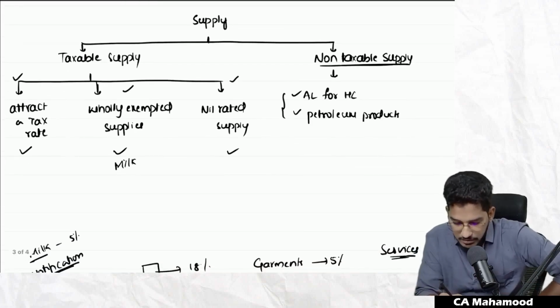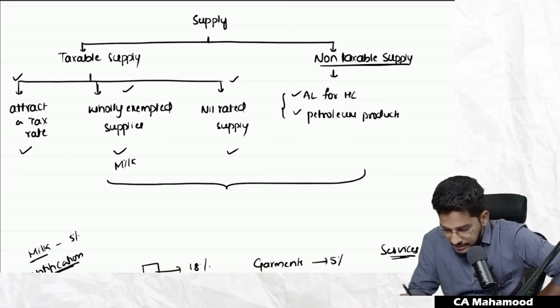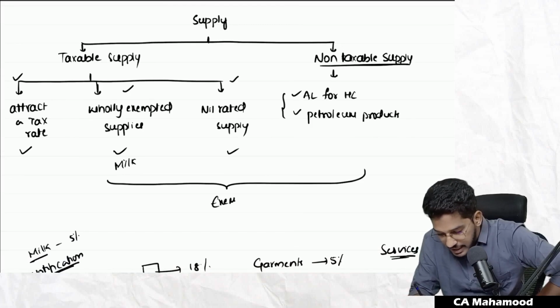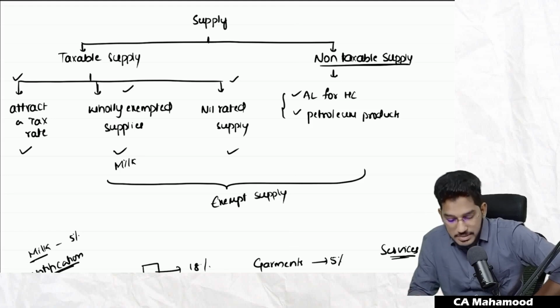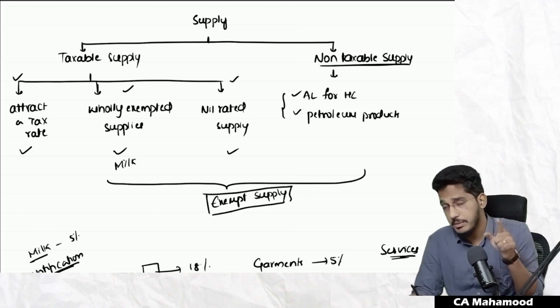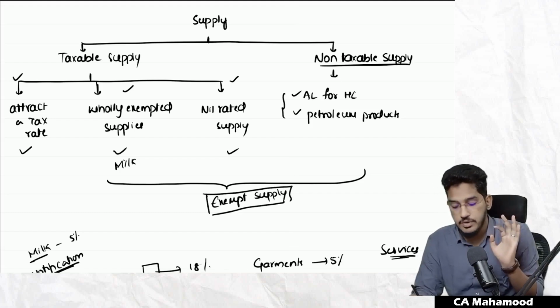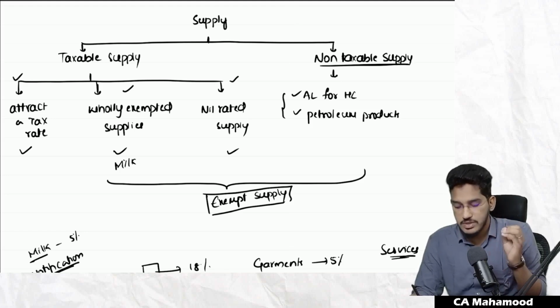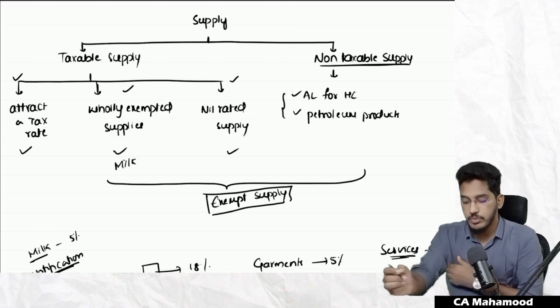And for the sake of convenience, in the Act, these three supplies are collectively called exempt supplies. Which three will collectively be called exempt supply? Wholly exempted supplies, nil rated supplies, non-taxable supplies. These three will be collectively called exempt supplies. This is a definition. Guys, definitions are very important. They might ask you in the examination as true or false statements or MCQs, so definitions are very, very important.